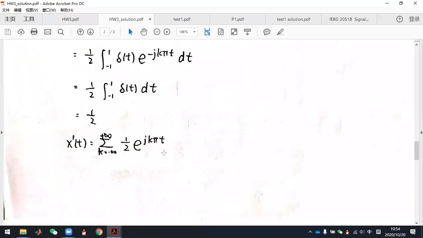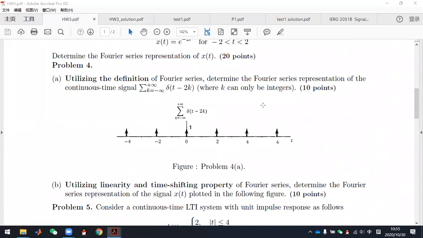The next one, problem B. Utilizing the linearity and the time shifting property of Fourier series to determine the Fourier series representation of the signal x of t. I have emphasized here to ask you to use the property of Fourier series. I see that some of you still use the definition of Fourier series to calculate the representation. It is not good.